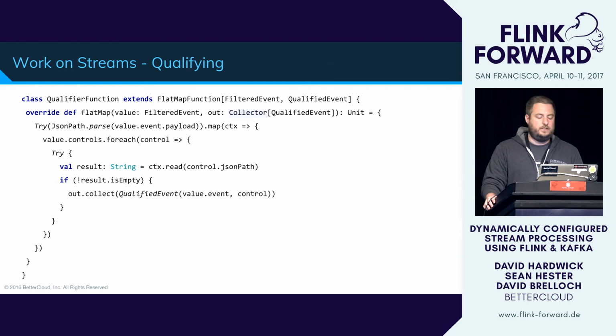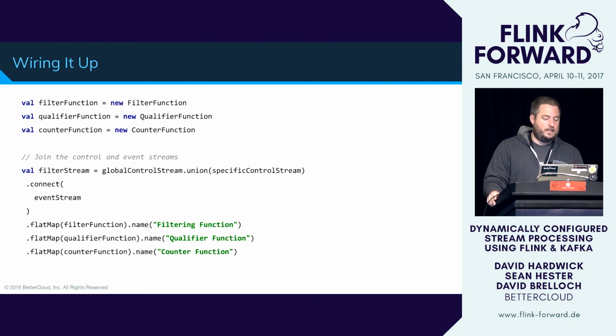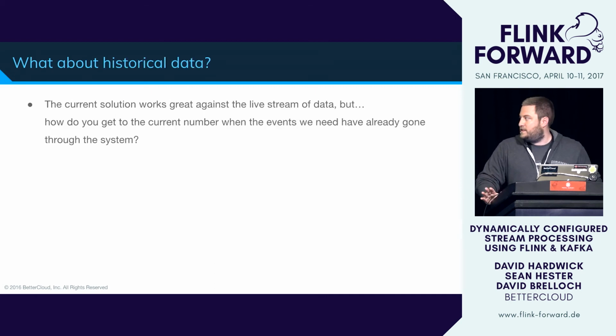In your system, you'd definitely want to be able to compare it to something. So assuming that path does exist, we output that control event and the qualified event to the next function, which we call the counter. In here, we've just got a hash map. If the key is in the map, then we increment it. Else, we create a new key and set it to 1. So this is what it looks like all wired up, just the streams that we unioned and connected like we talked about before, and then flat-mapped all together. So all that's great. It's pretty basic at this point.